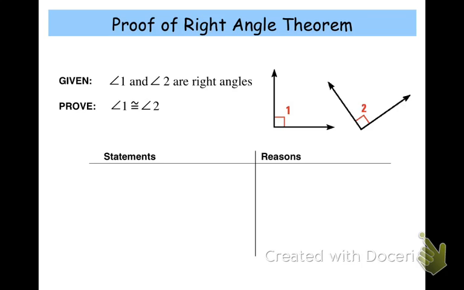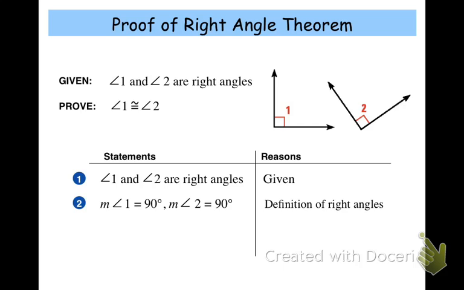So first example, we're going to prove the right angle theorem. If we know that angle 1 and angle 2 are right angles, that's our given statement. We're going to start our proof out with that. We want to prove angle 1 is congruent to angle 2. So right angles are congruent.